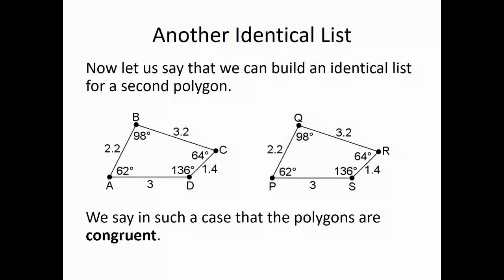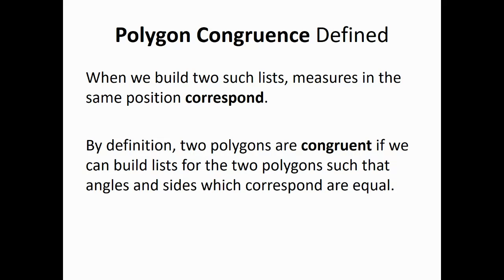Now, imagine that you have a second polygon, and when you build the list for that second one, the two lists are the same. Okay, so in this case, I have the ABCD again, and I also have a second polygon, PQRST. And if you consider the angle measures and the side lengths, it will become clear that it is possible to build a list of consecutive side lengths and angle measures for the two that are identical. And that's what congruence is, okay? Congruence means that we can build two identical lists for a pair of polygons.